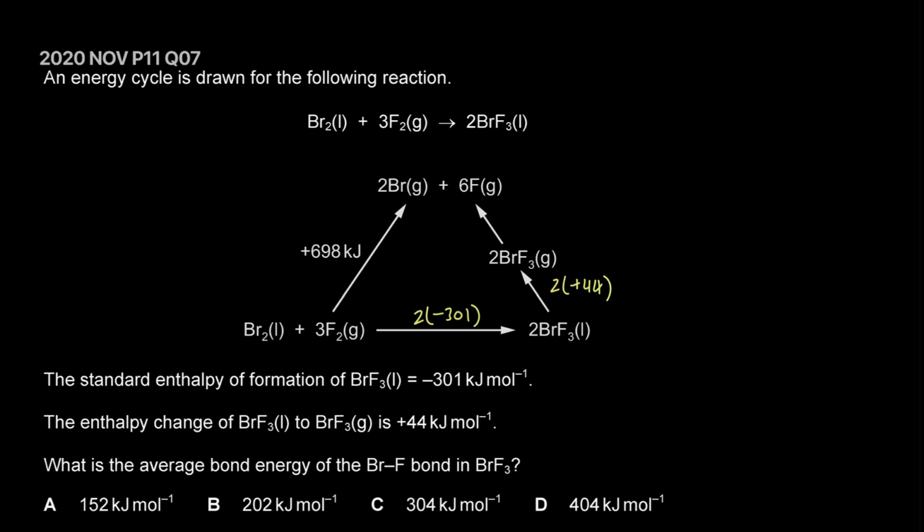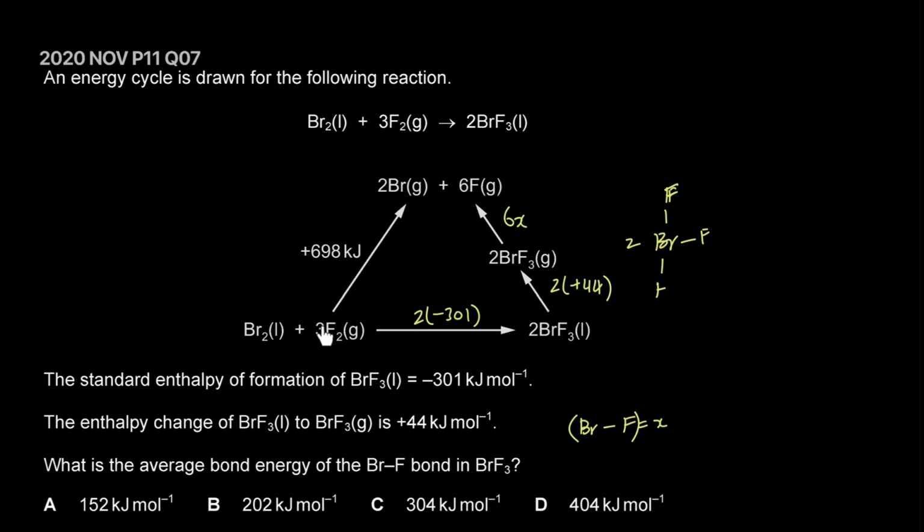And we have to find the BrF bond energy. Let's say that the BrF bond energy is X. That's what we have to find. Now, we have 2 moles of BrF3, which means that we have 6 moles of gaseous covalent bonds. So when we go from the gaseous molecule to the gaseous atoms, we're breaking 6 moles of gaseous covalent bonds. That'll be 6 times the bond energy, so this is 6x.